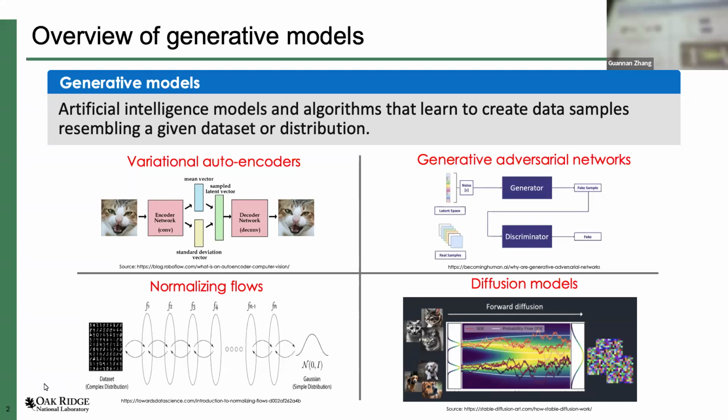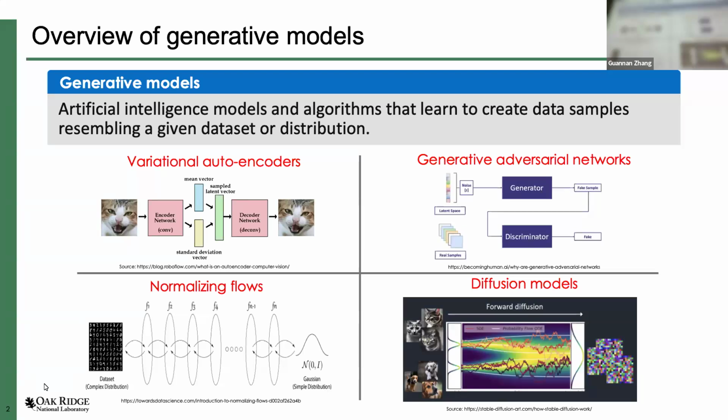So that's why around 2013-14, people developed the generative adversarial network, which significantly pushed up the quality of the generated images, but also comes with the drawback of difficulty in training. It's very difficult to train generative adversarial networks.